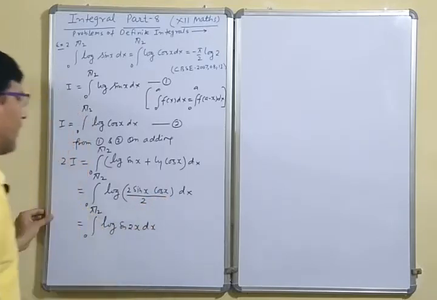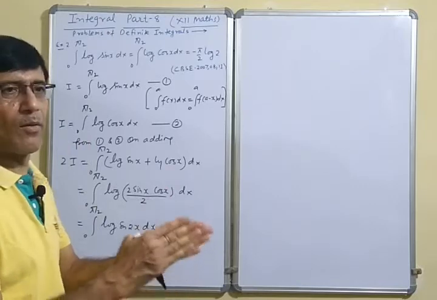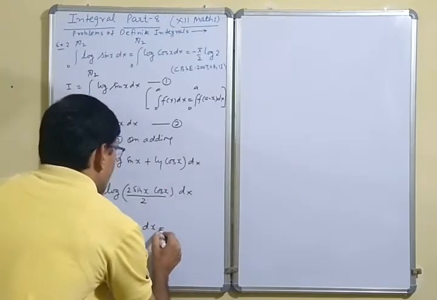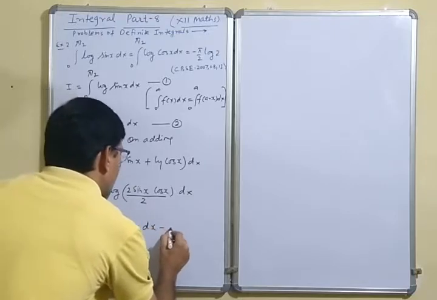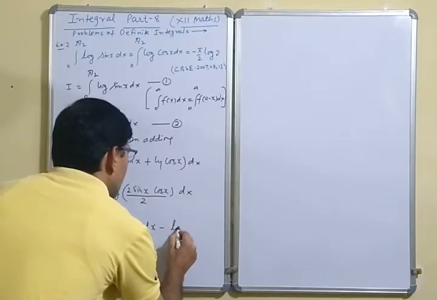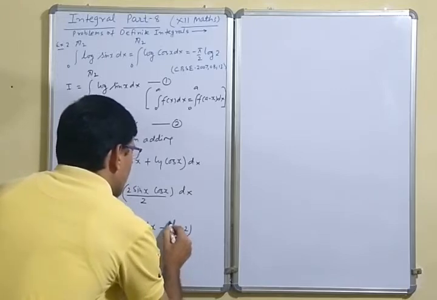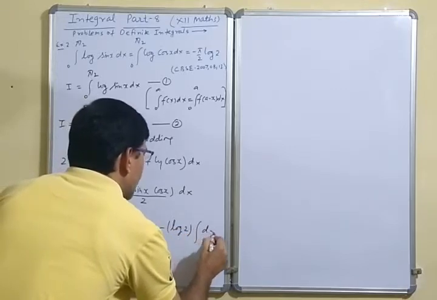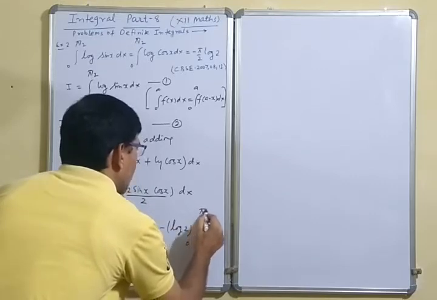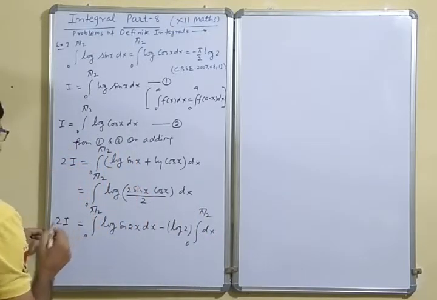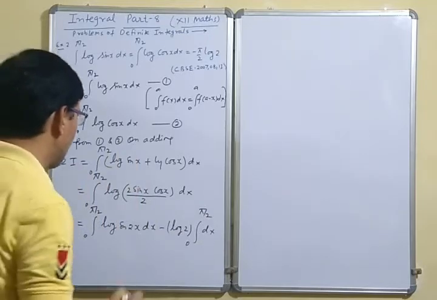And one property we know: log a upon b is equal to log a minus log b. So this becomes log sin 2x minus log 2, dx. Log 2 is a constant, so we will take it outside, that is minus log 2 times integral of dx from 0 to pi by 2. So this is 2I. Now we will take a substitution.